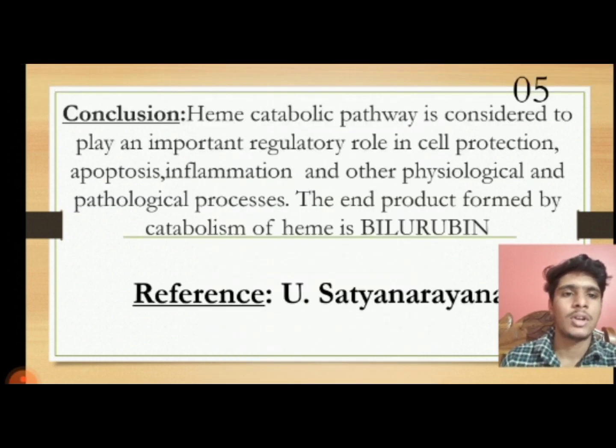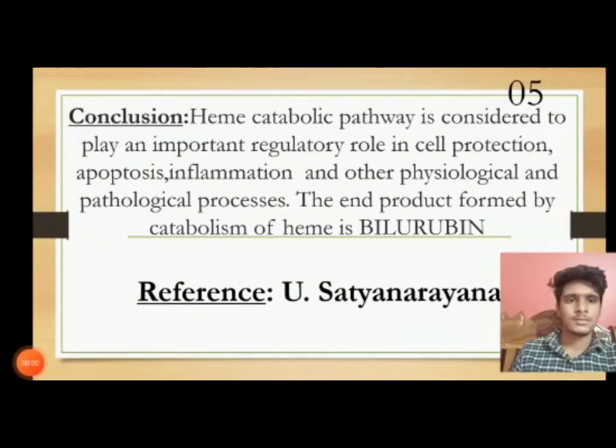The conclusion of this topic is that the heme catabolic pathway is considered to play an important regulatory role in cell protection, apoptosis, inflammation, and other physiological and pathological processes. The end product formed by the catabolism of heme is bilirubin.